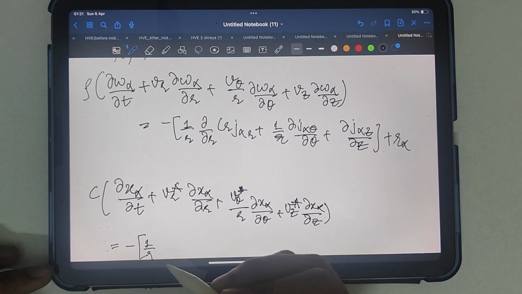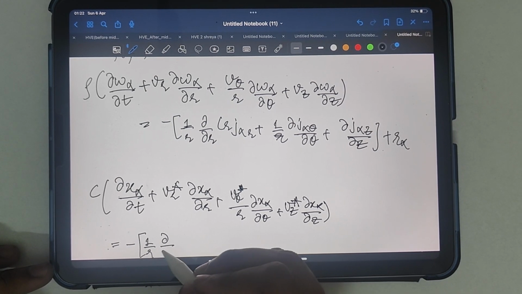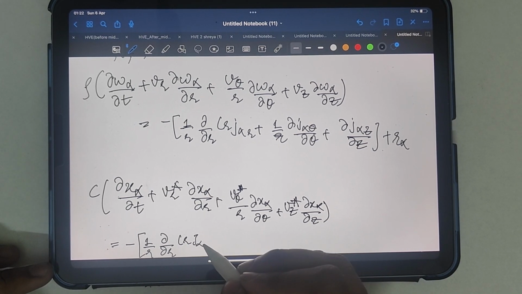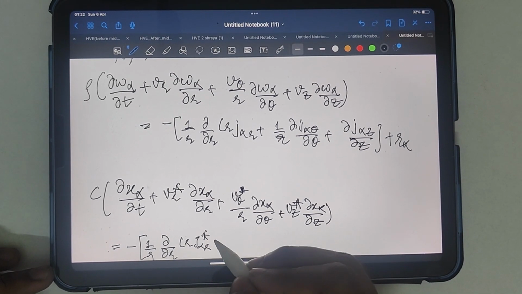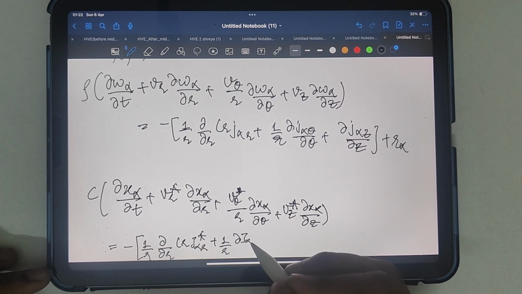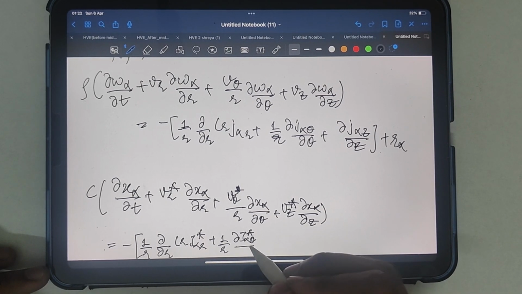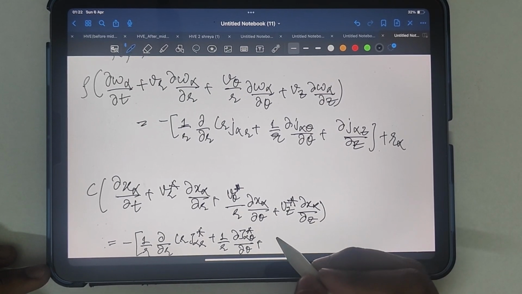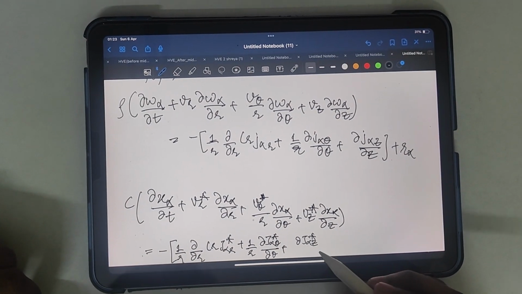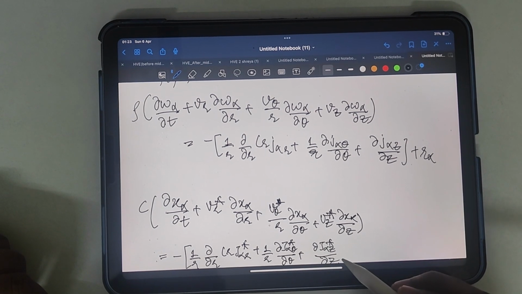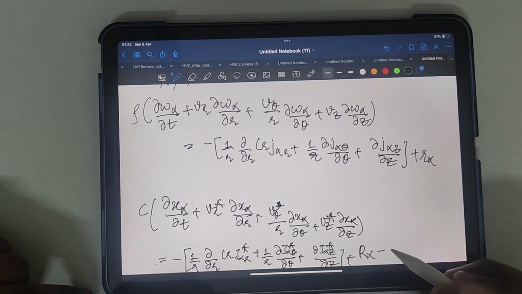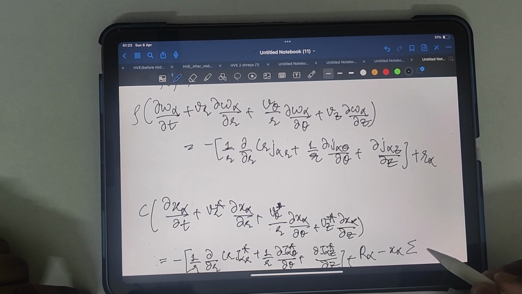1 by r ∂/∂r of r jαr star plus 1 by r times ∂jαθ star by ∂θ plus ∂jαz star by ∂z plus rα minus xα times summation of.